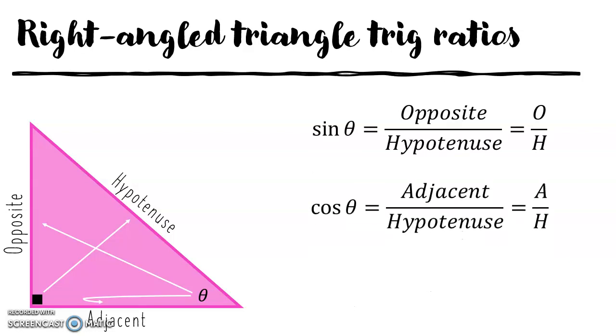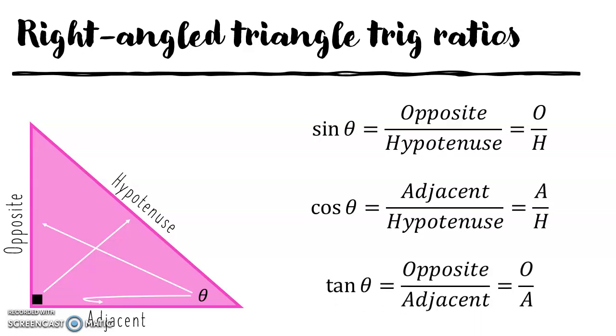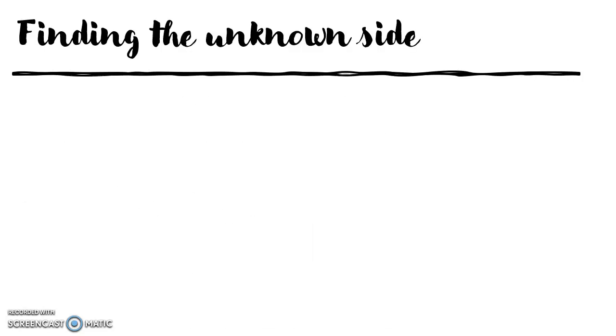over H. Next one is cos theta equals the adjacent over the hypotenuse, which equals A over H. And the third one is tan theta equals the opposite over adjacent, which is O over A. Now what we're going to look at is finding the unknown side using trig ratios.